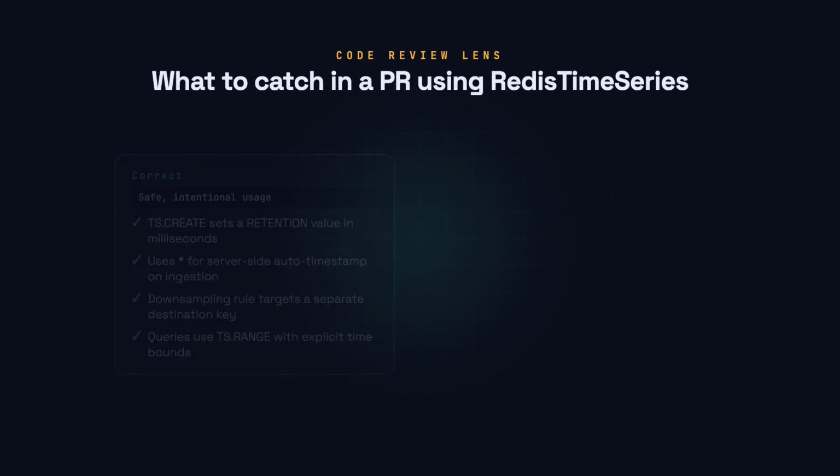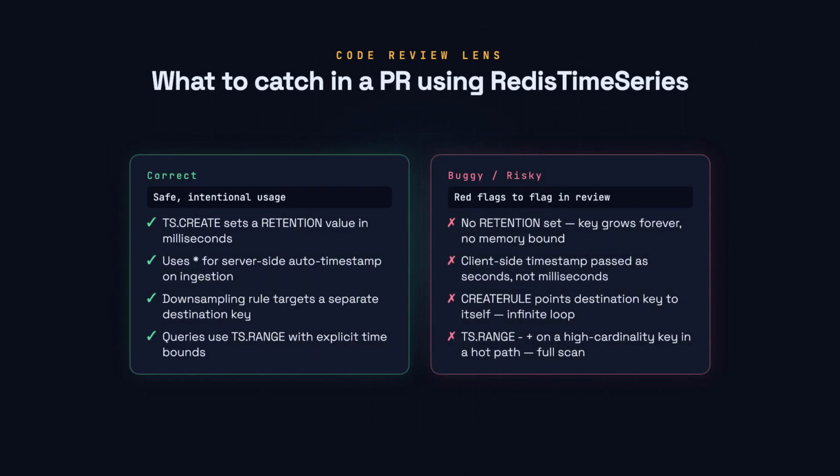When reviewing a PR, check that retention is always set to avoid unbounded growth, that timestamps are in milliseconds, not seconds, that downsampling rules write to a separate key, and that range queries are bounded, never - + on a hot path.